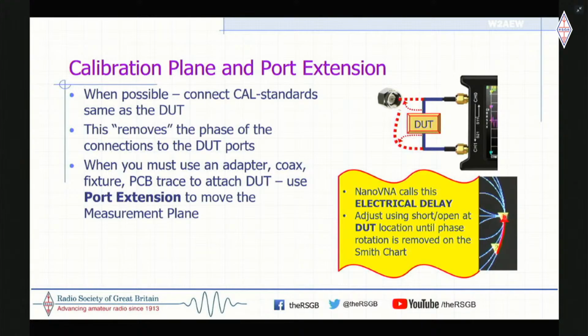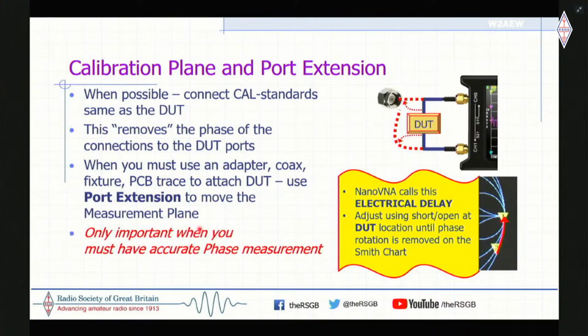If we have some delay going to that point, it actually gets rotated around the chart. So by simply shorting out at our desired measurement plane location and adjusting the electrical delay parameter in the instrument until that short returns back to the 3 o'clock position, now we've established the appropriate electrical delay for the amount that we're extending and moving that measurement plane.